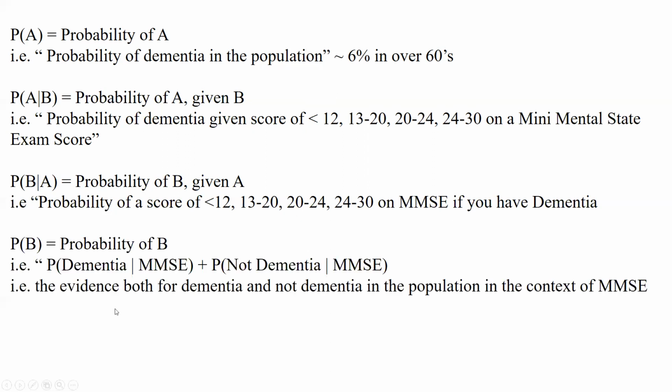And then lastly, you can view this probability of B as the probability that people have dementia given their mini mental state exam score, plus the probability of not having dementia given their mini mental state exam score. So this is the evidence of both. And as you can imagine, this P of B, the denominator, is fixed. No matter what calculation you do, if you want to look at the probability of not having dementia given some evidence, instead of the probability of having dementia given some evidence, P of B, the denominator, always stays the same because it has both components of the equation.